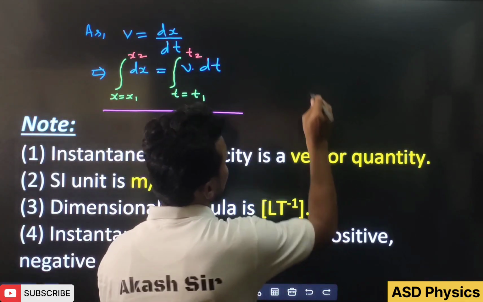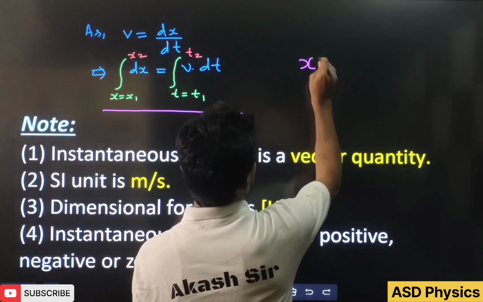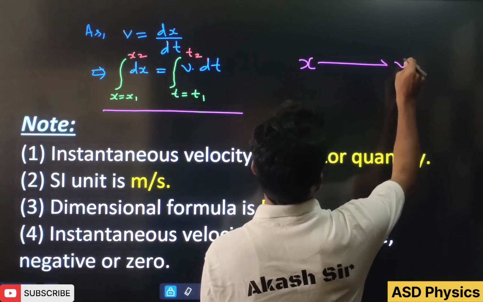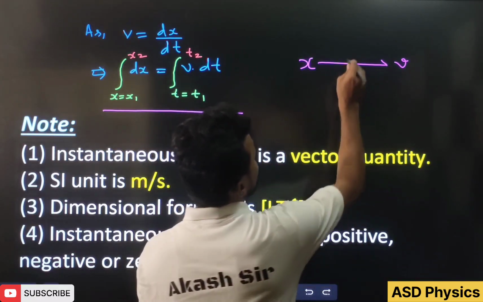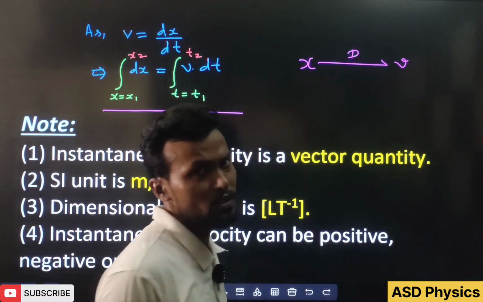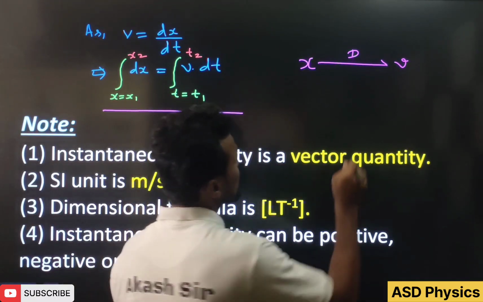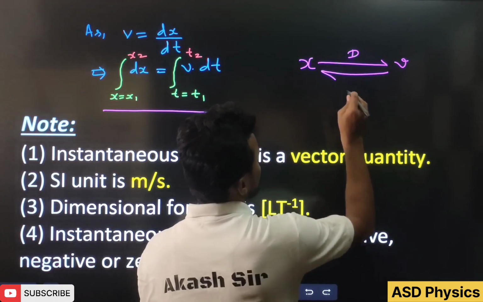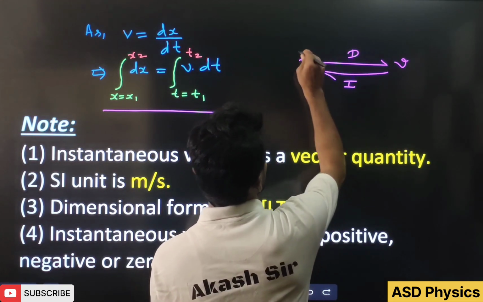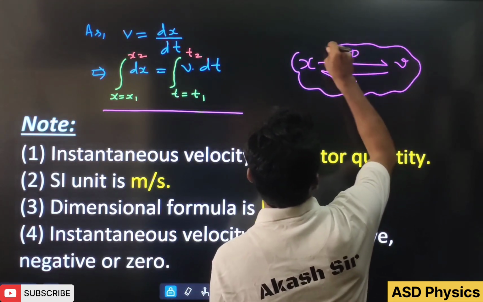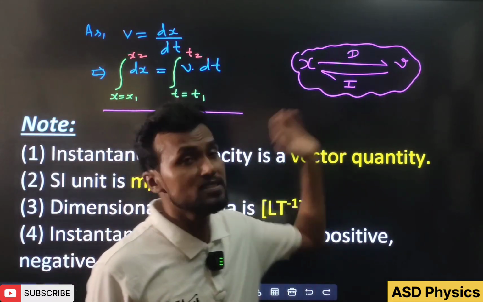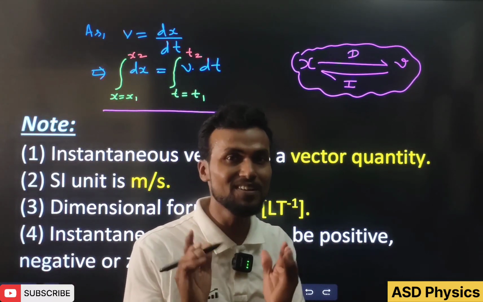So what we have to remember is that if the position x is given and we want to calculate the velocity, we have to do the differentiation, because v equal to dx by dt. Similarly, when we are going in the reverse direction, we have to do the integration. Remember that here x is the position, v is the velocity. I hope you have understood very well.